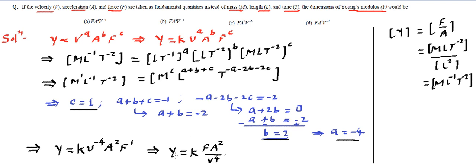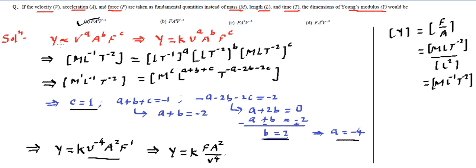Now we need to see, is there any option that matches with this? So if we go for option A, it's f a square v raised to power minus 4. Yes, if it goes upside, that becomes v raised to power minus 4. That's written over here, right? So which option is correct? The first option is correct. If the first is correct, the second is not going to match because that has a different unit, this has a different unit, right? So that becomes our answer.